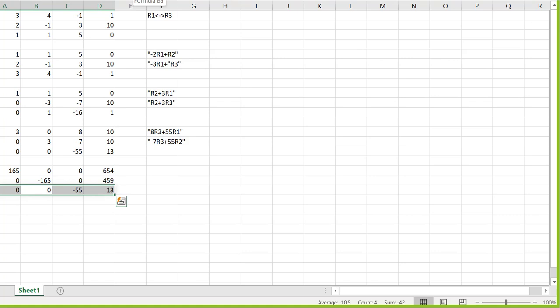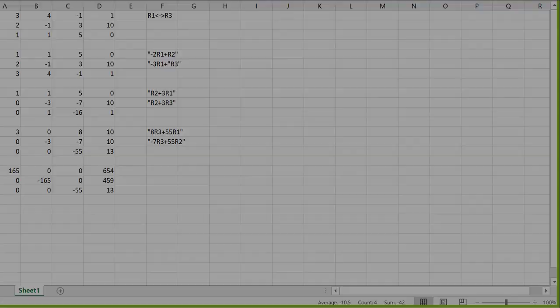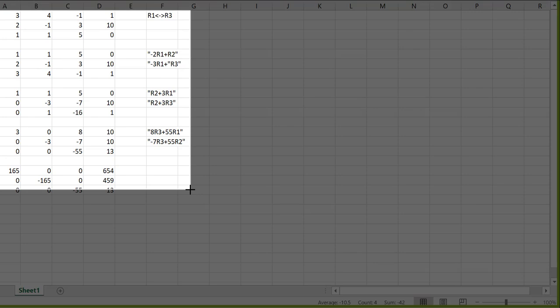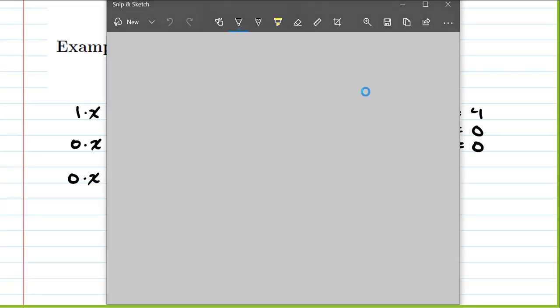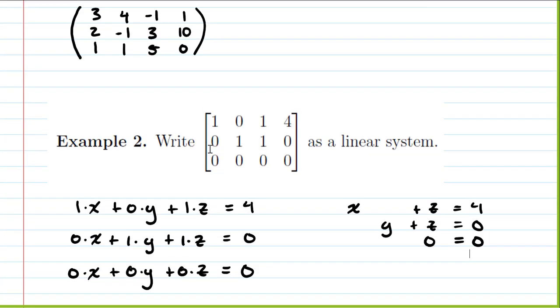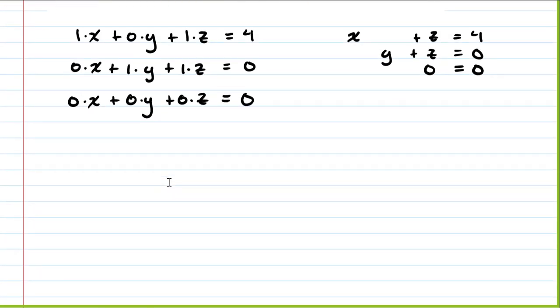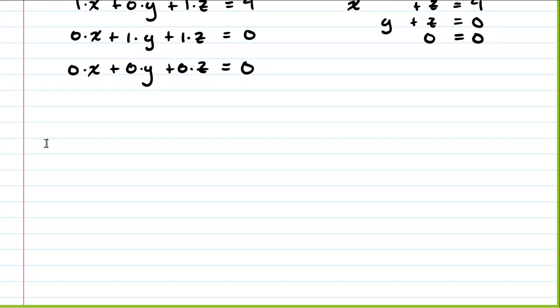So now that we've done this, it gives us our final set of equations. I'm just going to copy this whole thing over into our notes for now. And this system of equations is what we started with, the one from U Try 1.